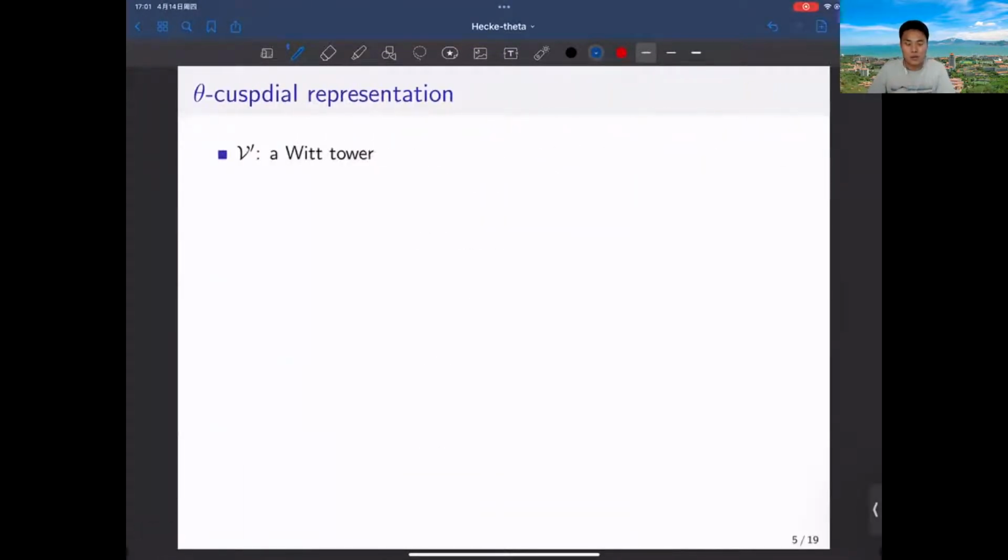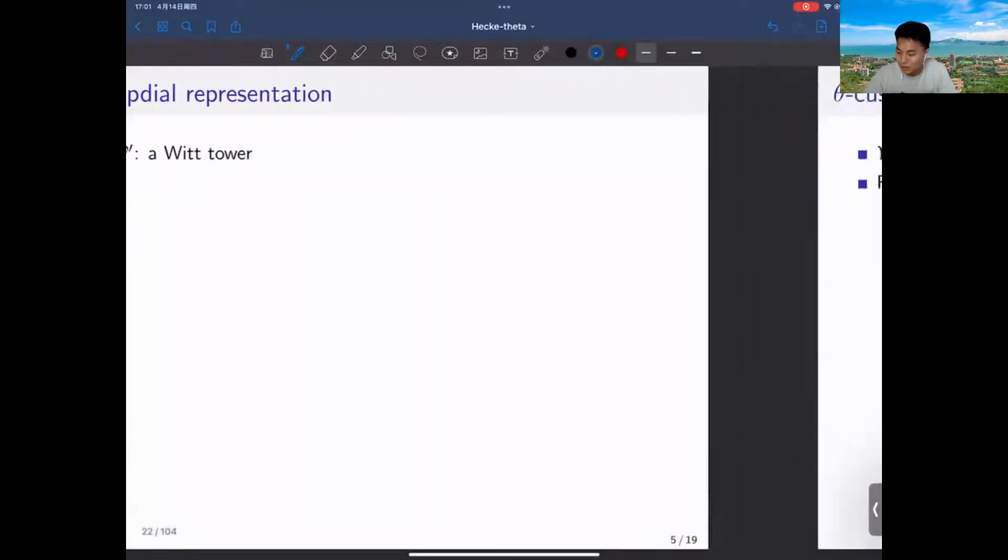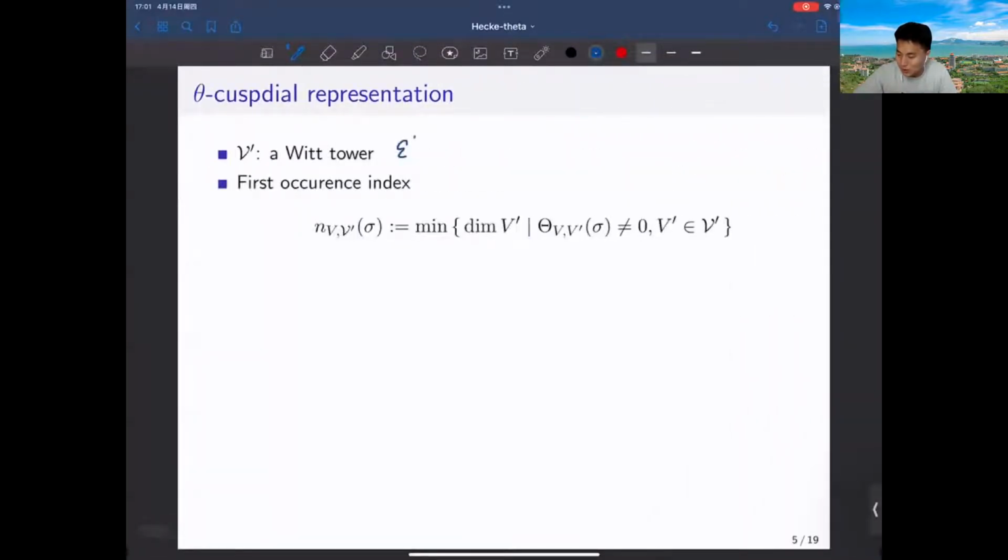So an important feature is that you look at the first occurrence. Let's fix a Witt tower of epsilon prime Hermitian spaces. And then we consider the first occurrence index, which is the minimal dimension of V prime in the Witt tower such that the theta lift of sigma is non-zero. This is the first occurrence index, which nowadays plays a big role in the study of theta correspondence.